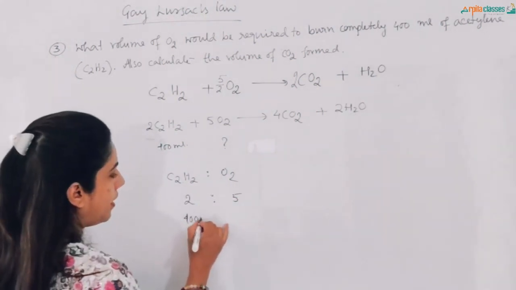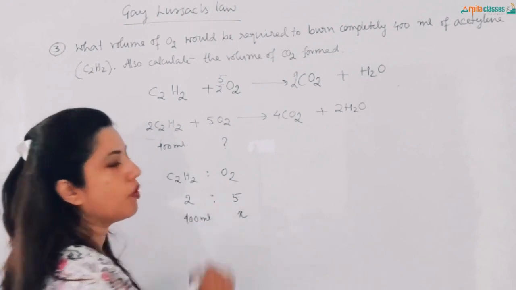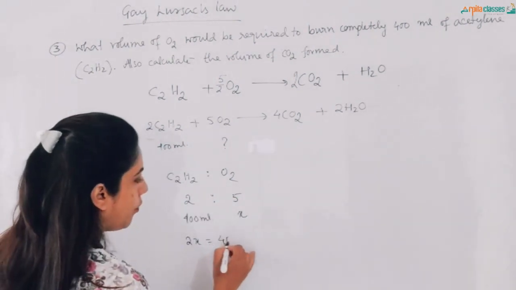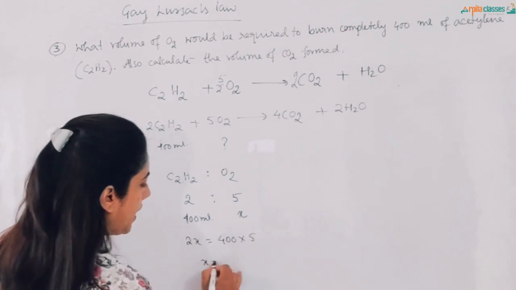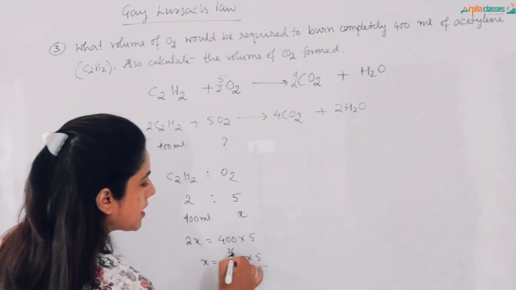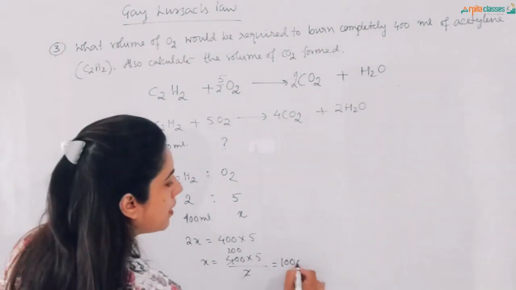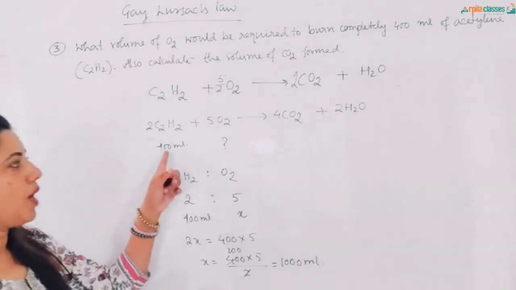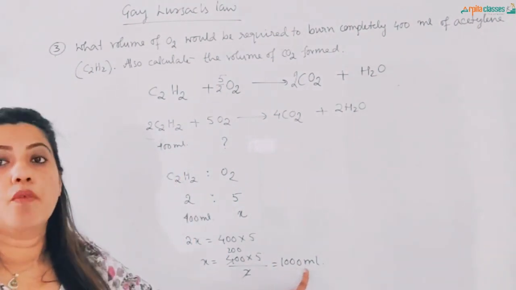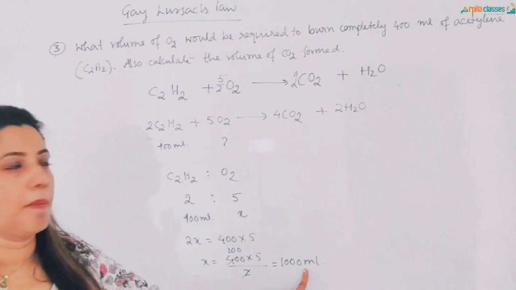If this is 400 milliliter, how much will be the volume of oxygen? Cross multiply, it is 2x is equal to 400 into 5. So x is equal to 400 into 5 divided by 2. This is getting cancelled. This is 1000 milliliter. That means 400 milliliter of acetylene requires 1000 milliliter of oxygen for complete combustion.